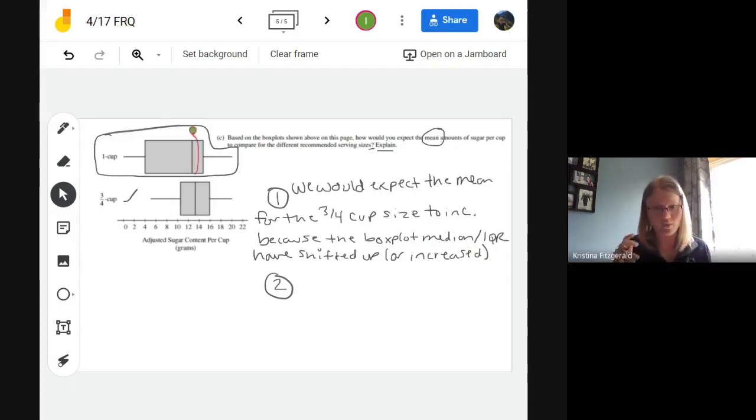We do want to talk about the 1 cup size, because it does say, how does it compare for the different recommended serving sizes? So we talked about the change we'd expect in the 3/4 cup, but now we have to talk about the 1 cup and see what we think about that. So what do you think? Let's go back to shape a little bit. Tessa, do you remember what kind of shape this might have based on where this median's at? Do you think this would be left or right skewed?